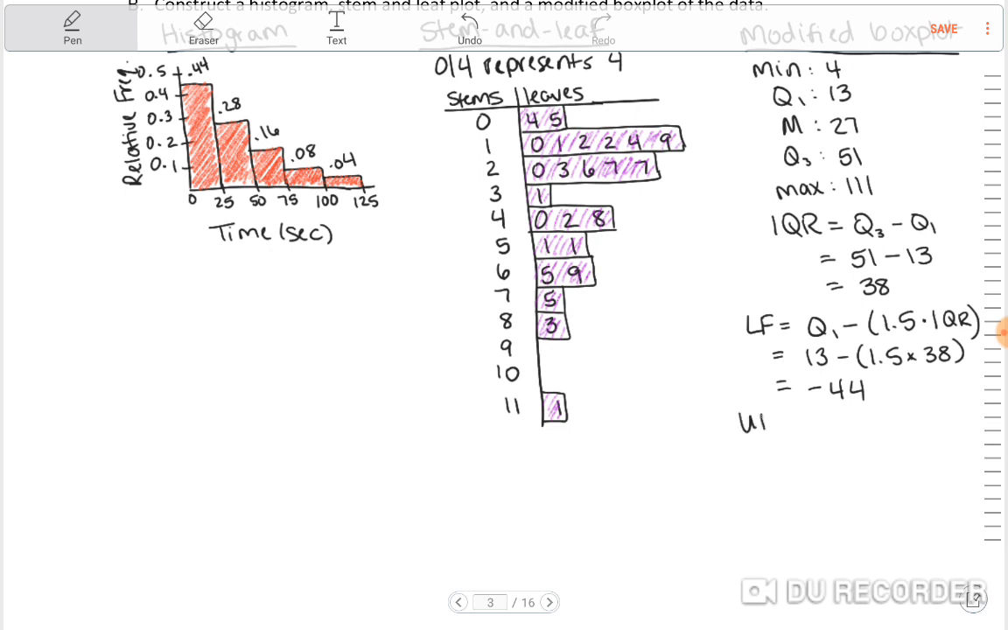So my upper fence, that's going to be Q3 plus 1.5 times the interquartile range. So Q3 plus 1.5 times 38. Oh, sorry, let me plug in Q3. Okay, Q3 is 51. So 51 plus 1.5 times 38 is going to give me 108.